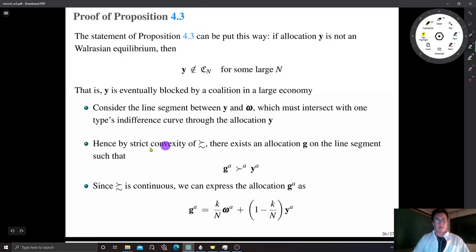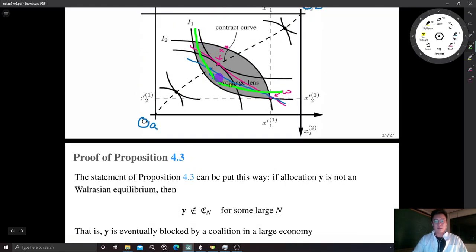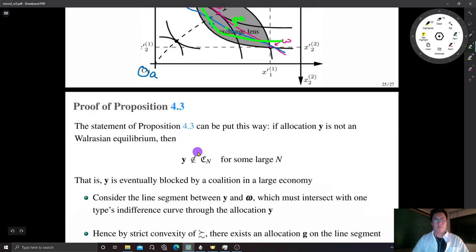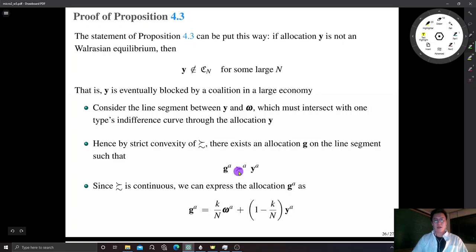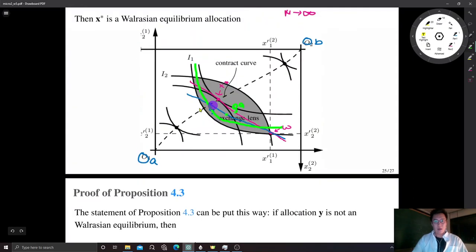All right, now we're going to make use of strict convexity again. By strict convexity, we know that the indifference curve is convex toward the origin. So it looks like this. Okay, so we can find one allocation GA, an allocation for type A, that is on the line segment between y and omega, and above the indifference curve through this allocation y. Okay, so as a result, type A consumers will prefer GA to YA, because YA is on this indifference curve, but GA is above this indifference curve, so type A will strictly prefer GA to YA.